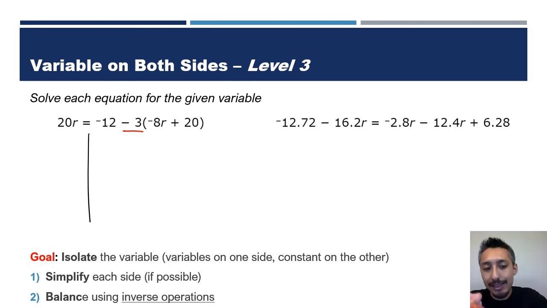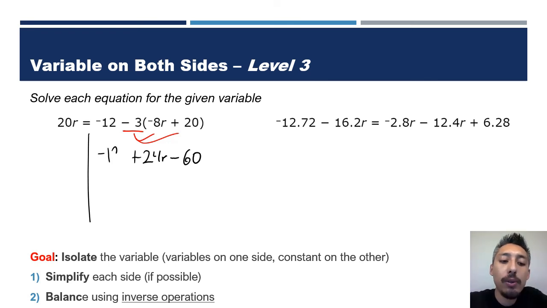We're going to take that sign in front of the 3, so negative 3, and we're going to distribute that to everything inside of the parentheses. This is going to give us a positive 24r minus 60. We still have a negative 12 here on the right side, and on the left, we're going to drop down the 20r since there's nothing that we did with it.